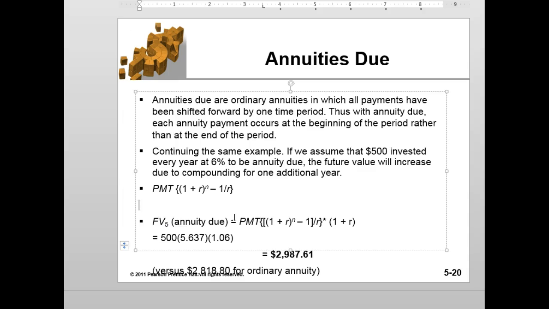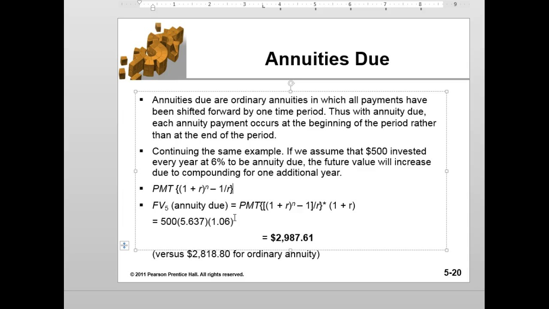And this is the formula we use for the beginning of the period. It gives us a different factor, so our amount is different. This amount was, I think, 2810, as I remember, yeah, right here. And now, because we've shifted it, the amount is 2987.